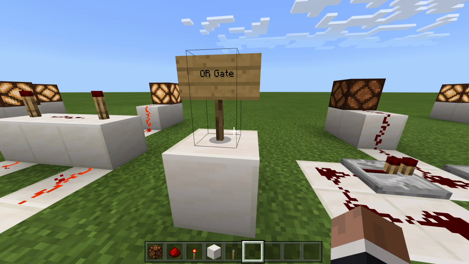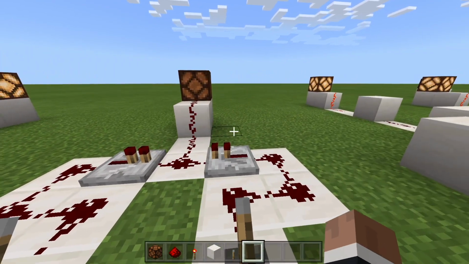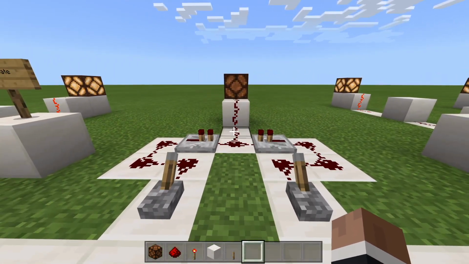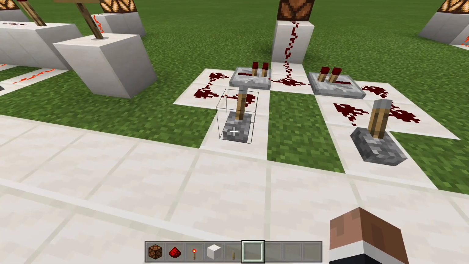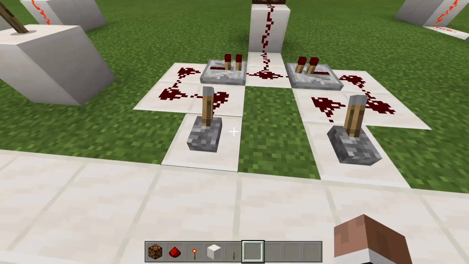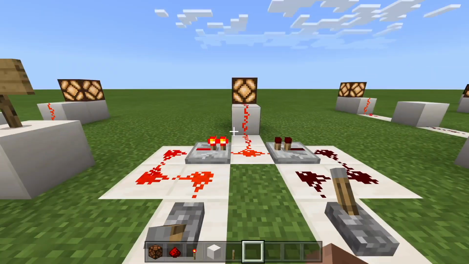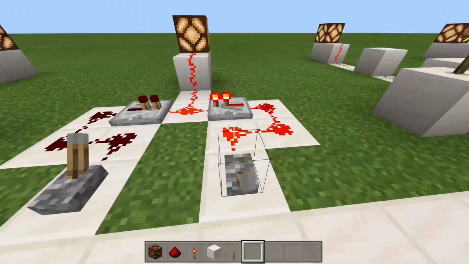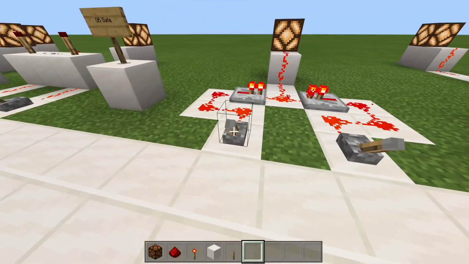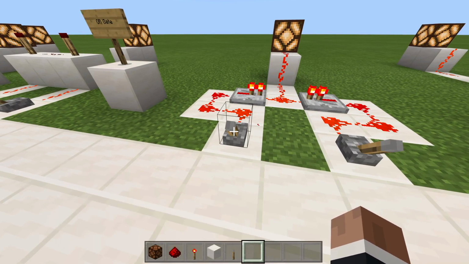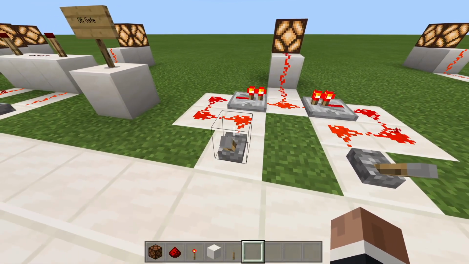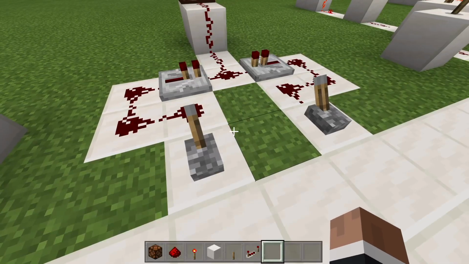Moving on, the next gate is the OR gate, and this gate requires you to have one input or the other switched on. As you can see here, with both of them switched to 0, the output will be 0. If I switch one on, the output will be 1. And if I switch them both on, the output will always be 1. So this gate requires any input for the output to be 1. And this is how you can build the gate, as I'm showing you now.